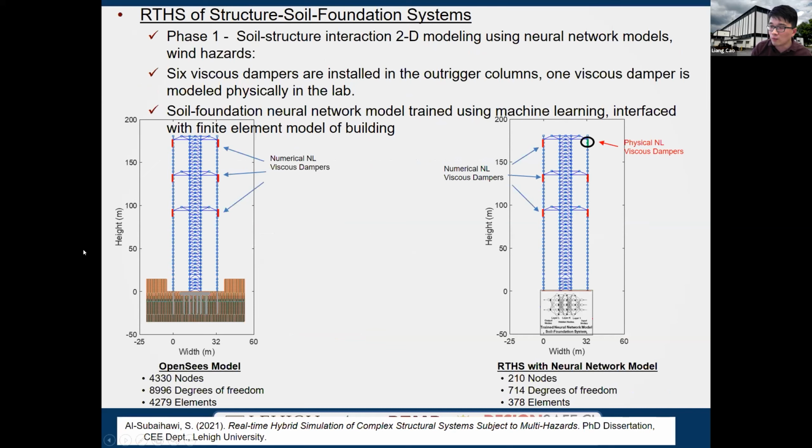Next, we started doing real-time hybrid simulations on this 2D structure model equipped with nonlinear viscous dampers. For the OpenSees model, we are adding 6 numerical viscous dampers on the outrigger columns. And for the hybrid simulations, one of the viscous dampers was physically modeled in the lab.